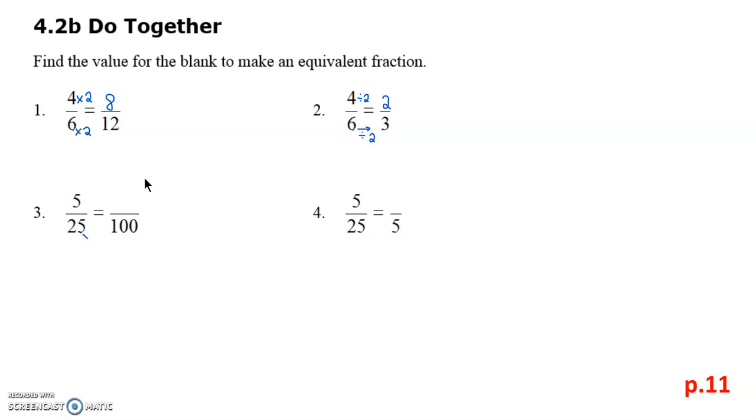So this time I'm going bigger, so I'm going to be multiplying. 25 times 4 gives 100. So I'm going to do the same in the numerator. 5 times 4 is 20. And for number 4, I'm lowering the terms. I'm going down from 25 to 5, so I'm dividing. 25 divided by 5 is 5, so 5 divided by 5 is 1.